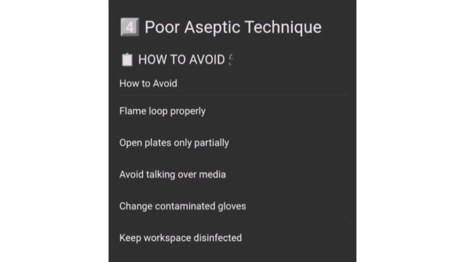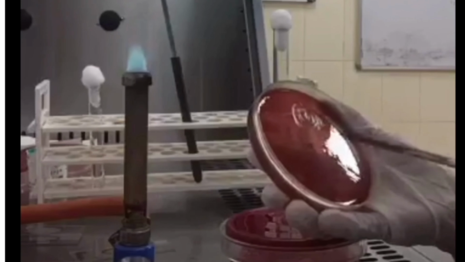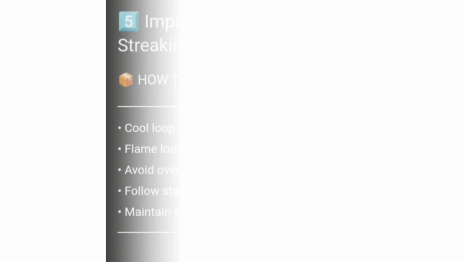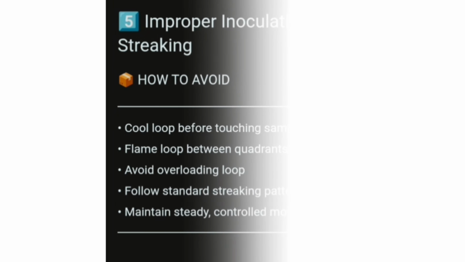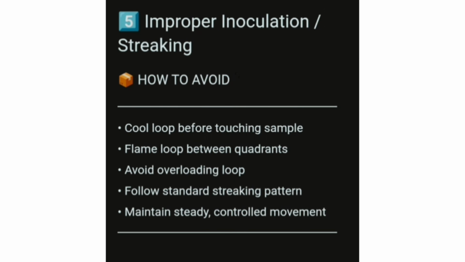processing of samples. The next type of mistake we are going to discuss is improper inoculation or streaking. It includes overloading the loop, not sterilizing the loop between the quadrants, and also uneven streaking. How to avoid this mistake? Cool the loop after flaming. Flame the loop between quadrants, and also maintain controlled streaking patterns.